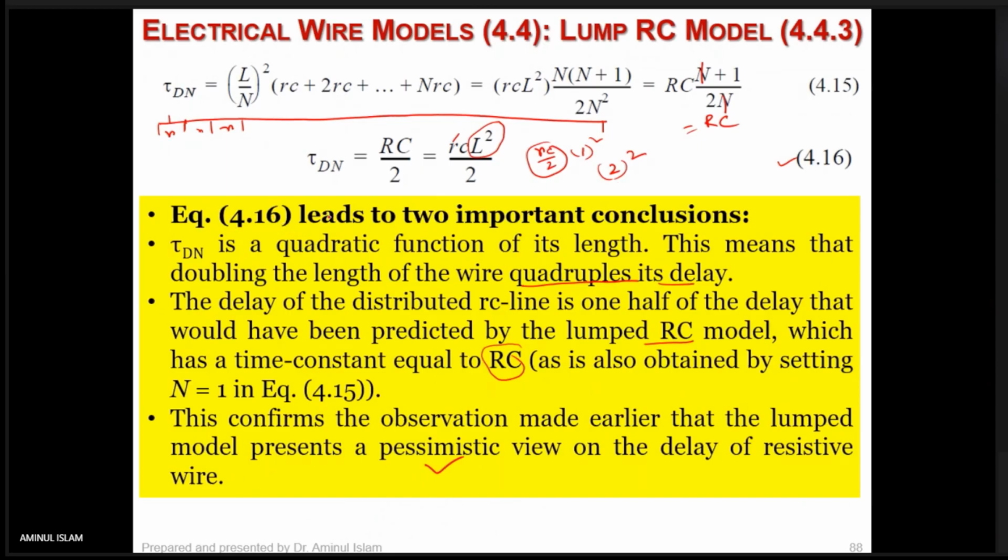Equation 4.16 leads to two important conclusions. What are those? Tau Dn is a quadratic function of its length, L square. This means that doubling the length of the wire quadruples its delay. Delay will be much increasing. The delay of the distributed RC line is 1/2 of the delay that would have been predicted by the simple RC model.